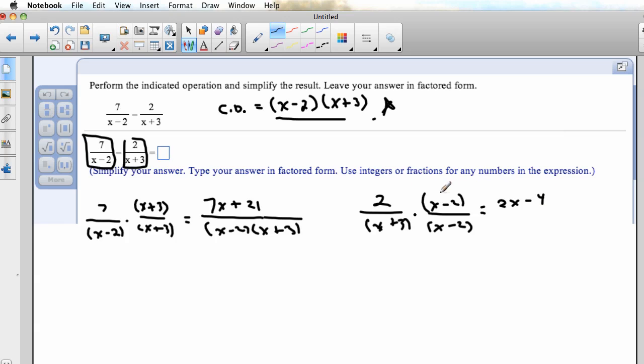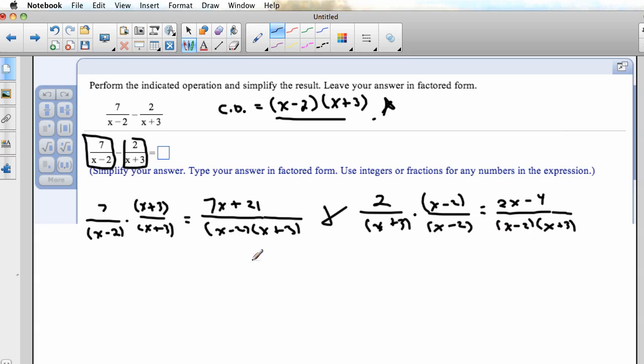Again, multiply 2 times x and 2 times minus 2. And my denominator will be the same thing I had before. So x minus 2 times x plus 3. The order here doesn't matter. Okay, so I have my two fractions. I have rewritten them as equivalent fractions with the same denominator.